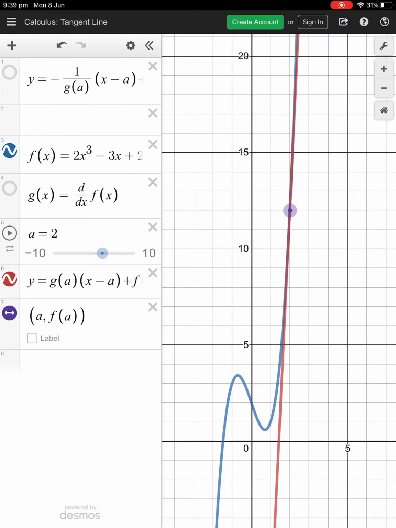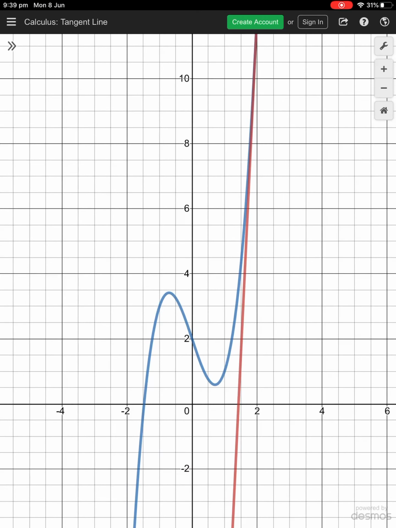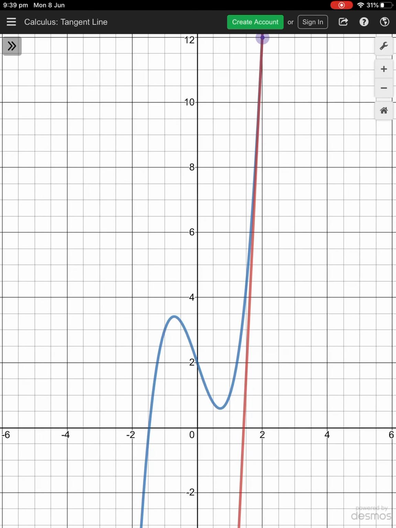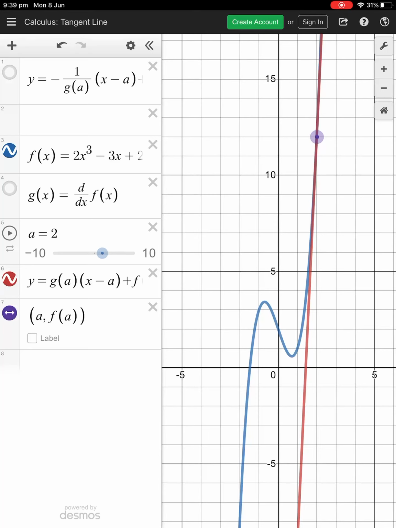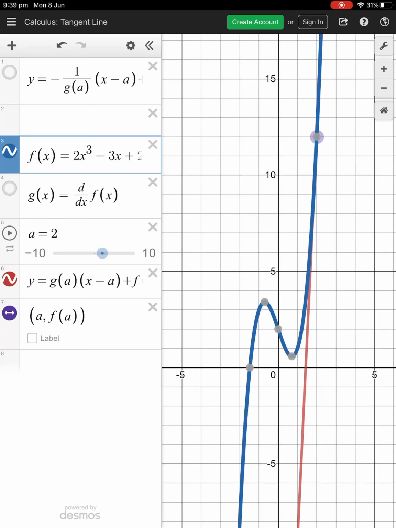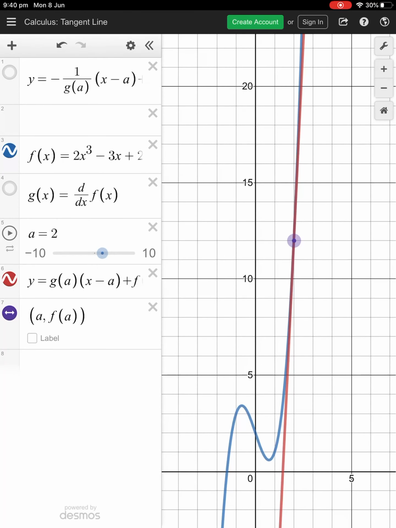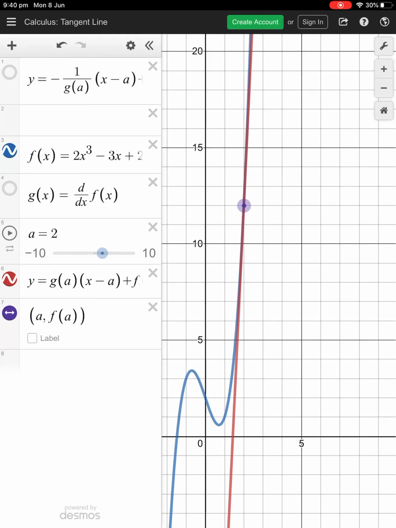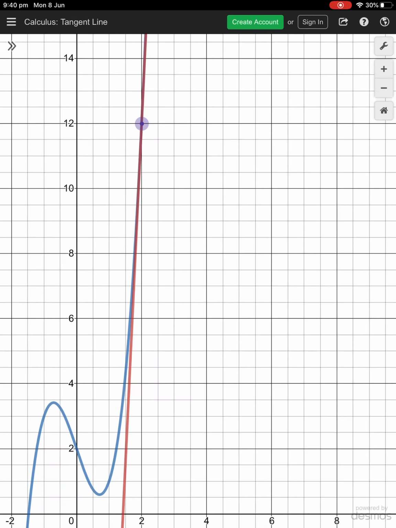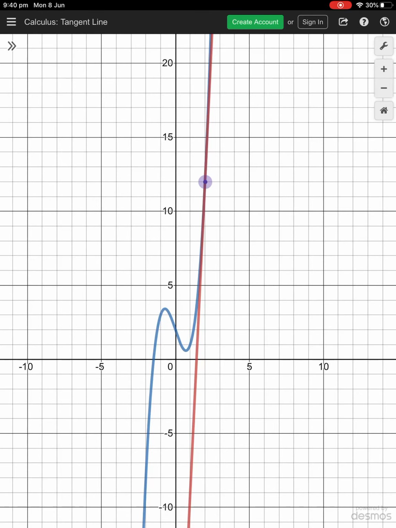I can show you this sort of question on Desmos. I've graphed here this blue line. That's our curve, y equals 2x cubed minus 3x plus 2. As you can see from this box that I'm highlighting, there's my equation. And we want to find the tangent at this point up here. That point there is 2, 12. I want to find out the equation of this tangent line. You can see that this red line literally just touches this curve at that point. So we've got to figure out the equation of this red line.